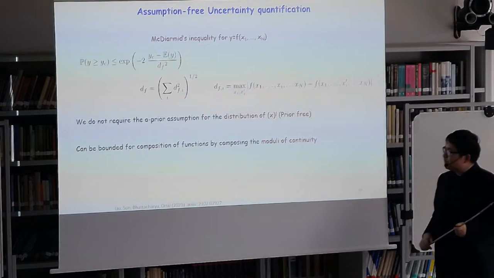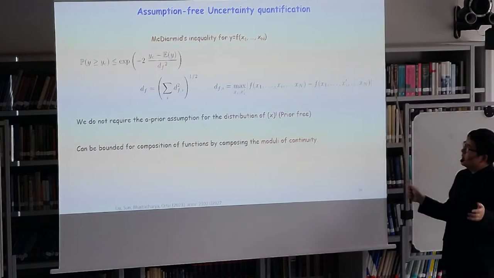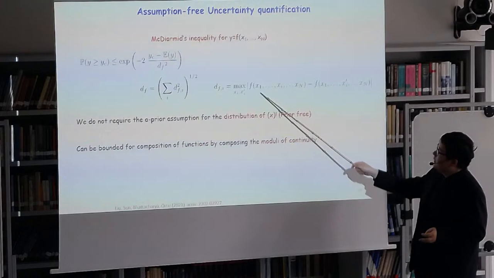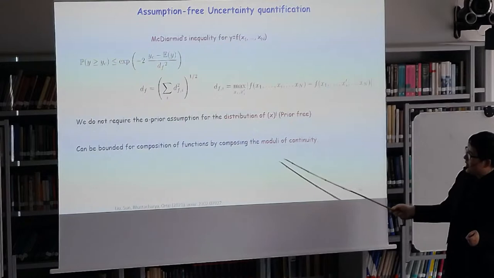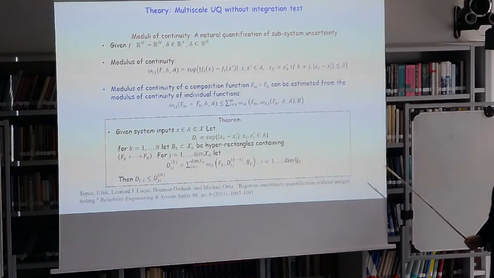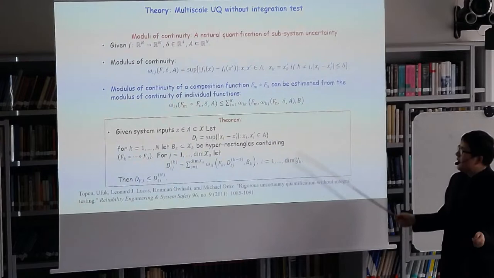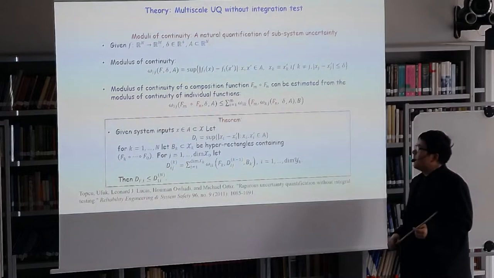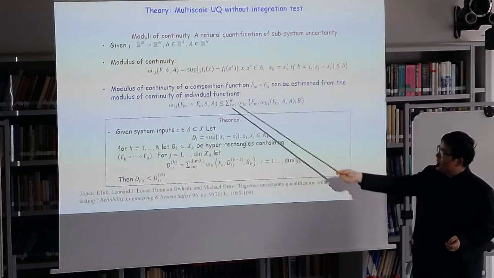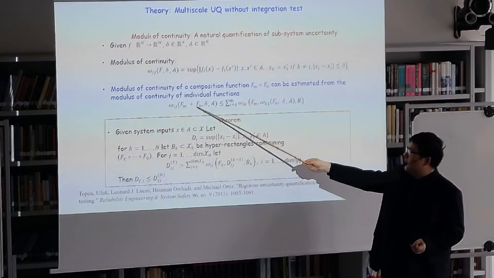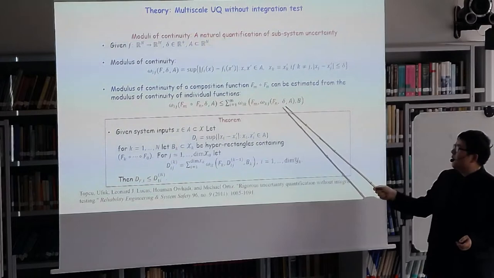And we have shown that if we follow this direction, then there's a nice way of decomposing the global response function into subsystems. The way to do that is using the idea of modulus of continuity. We have a theorem that we proved, and some others proved as well, that if you use the modulus of continuity concept, then you can decompose a composed operator Fm composed with Fn by first calculating the modulus of continuity on Fn and then applying it to Fm.